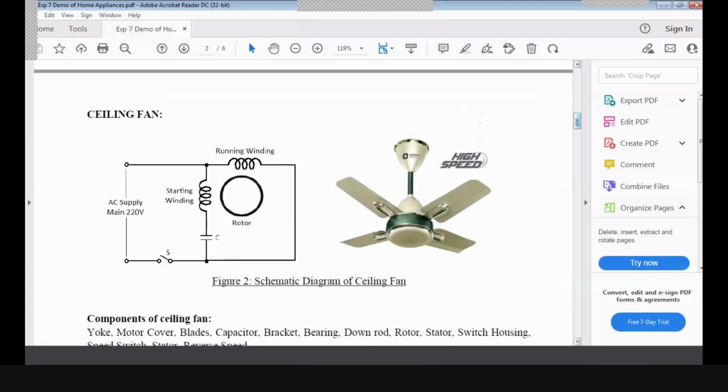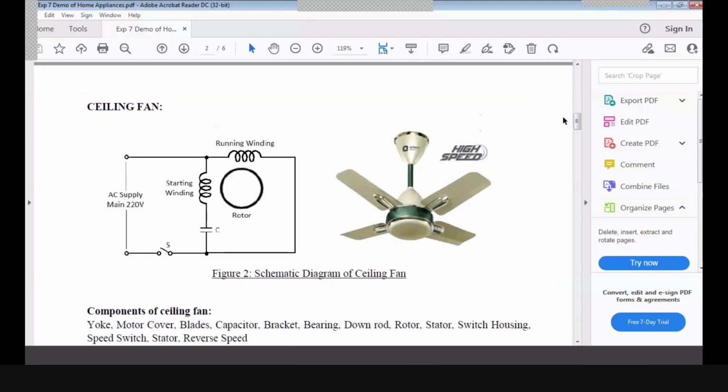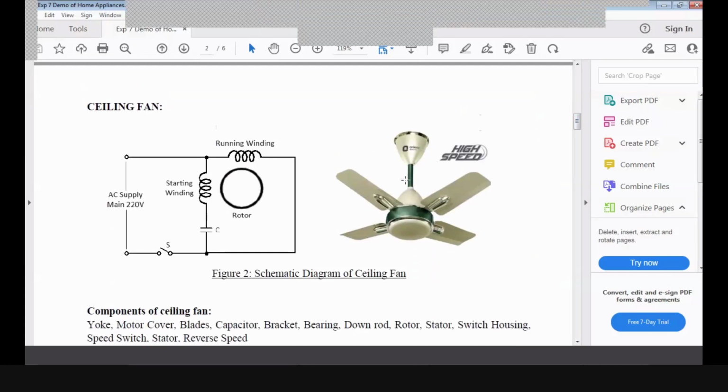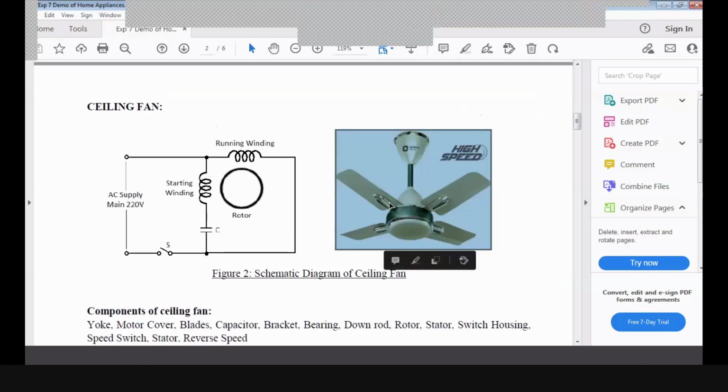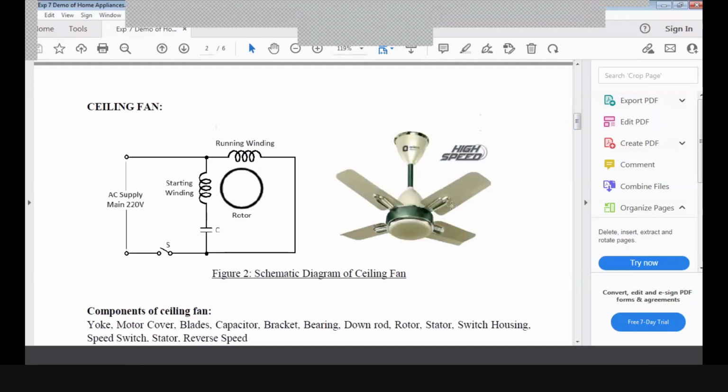Now the next home appliance is the ceiling fan. What are the parts of the ceiling fan? These are the blades, and in the center you will find the motor, through which the blades are connected. If the motor rotates, the blades will also rotate and circulate the air.